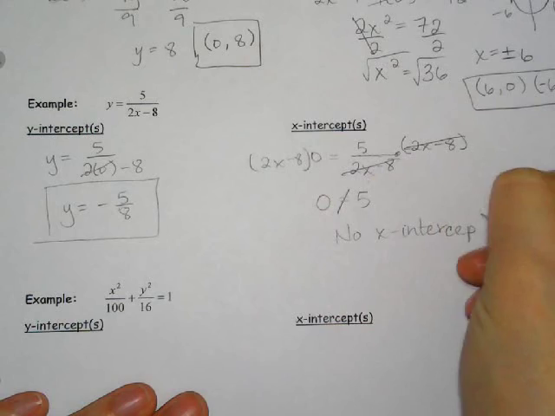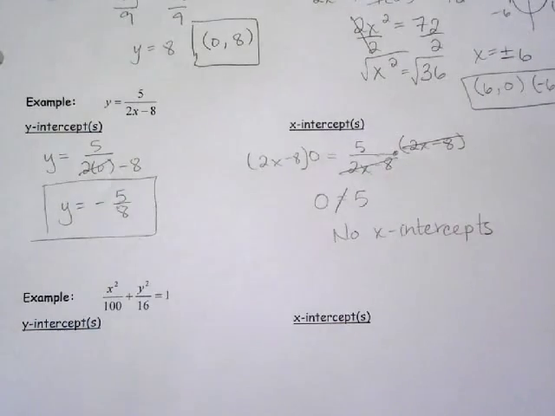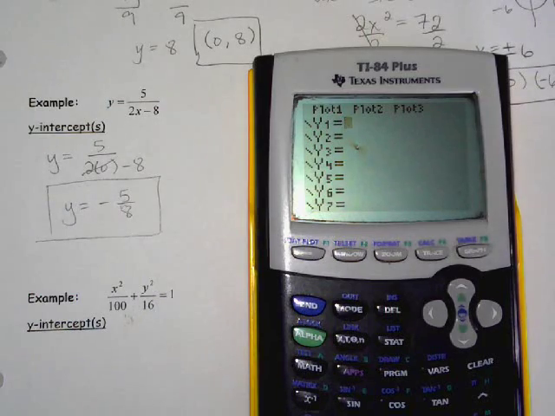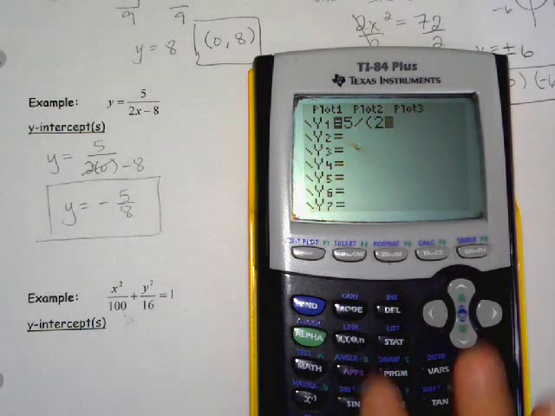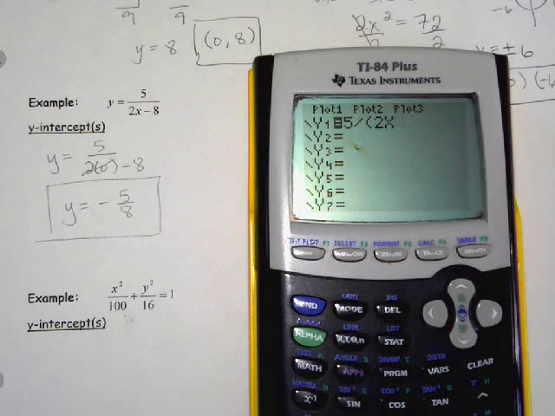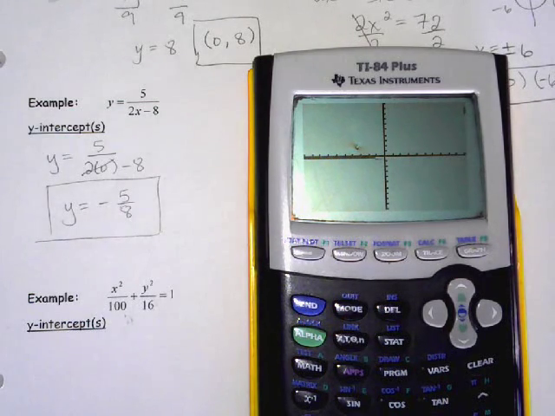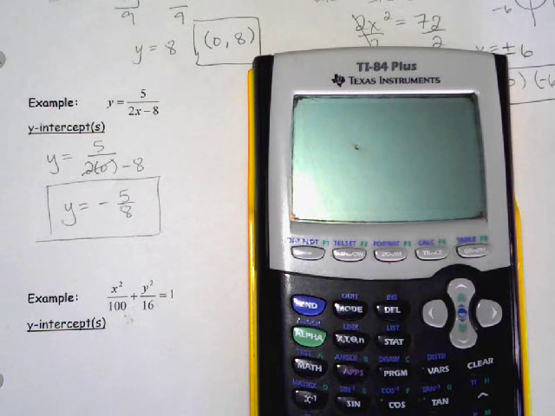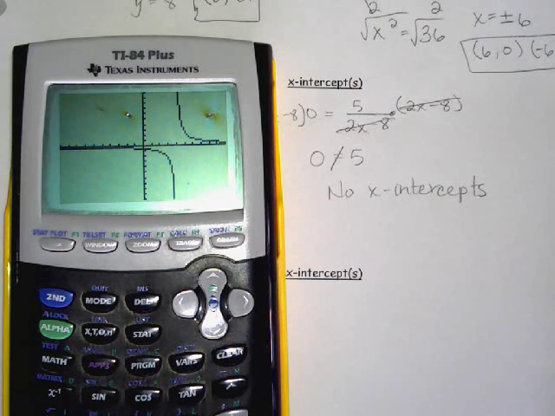And I want to show you why that is. If I put this into the calculator, 5 divided by parentheses 2x minus 8, and I graph it. Oh, and the battery died. Okay. Now it's a slightly punctured but not dead calculator.